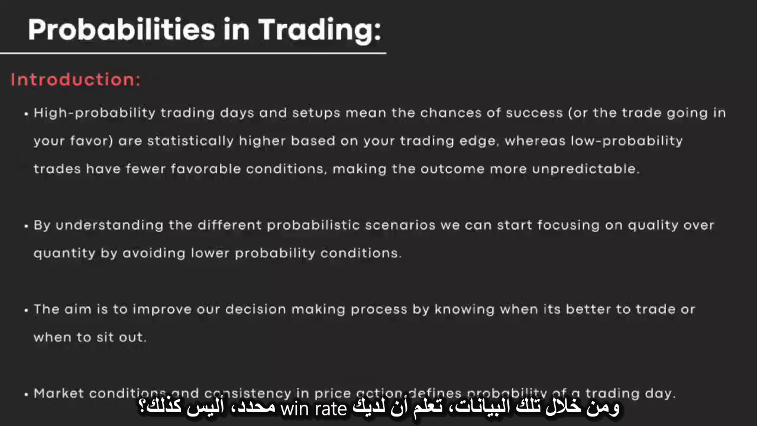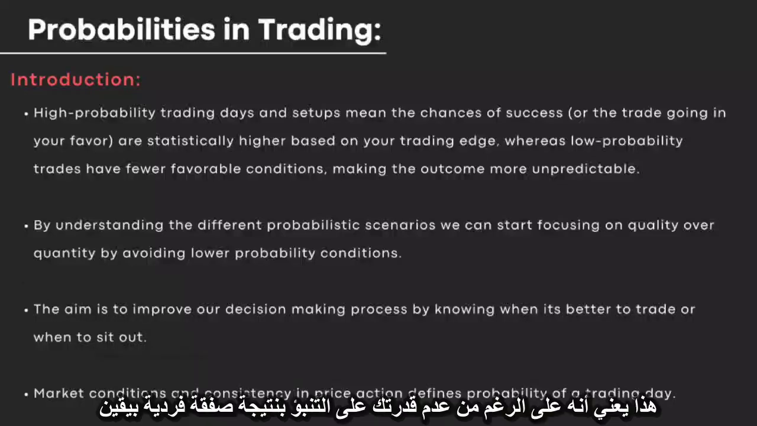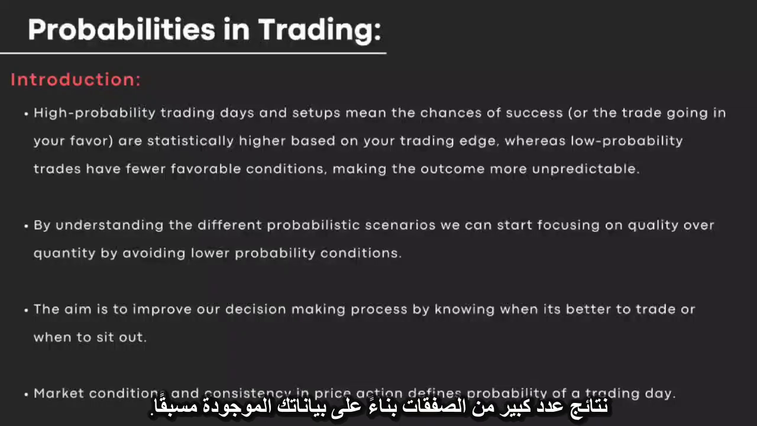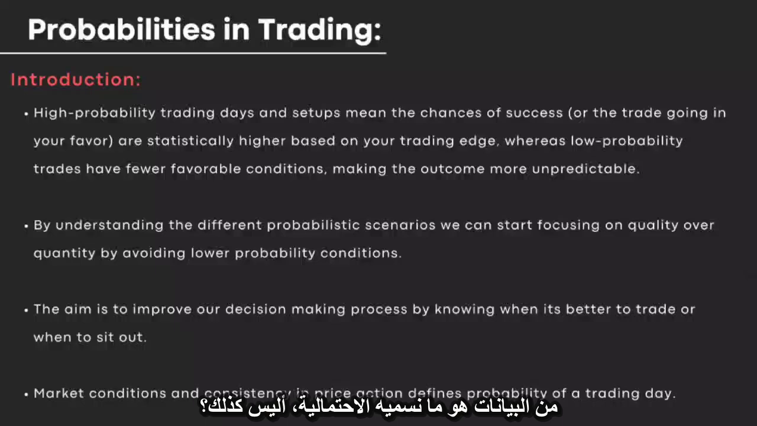And through that data and edge, you know that you've got a definite win rate, right? You have a set win rate. That means even though you cannot predict the outcome of an individual trade with certainty, because that's almost impossible, you're still capable of measuring your performance and the outcome of a large number of trades based on your pre-existing data. Now the metric of how often you would win or how often you would lose over a large sample size of data is what we call probability, right?